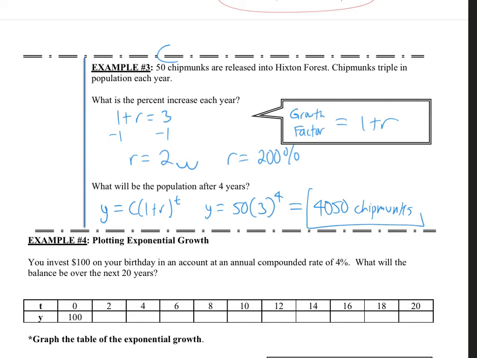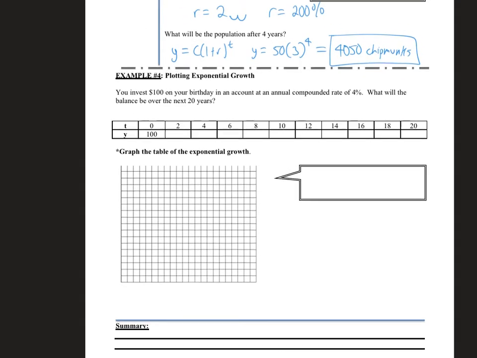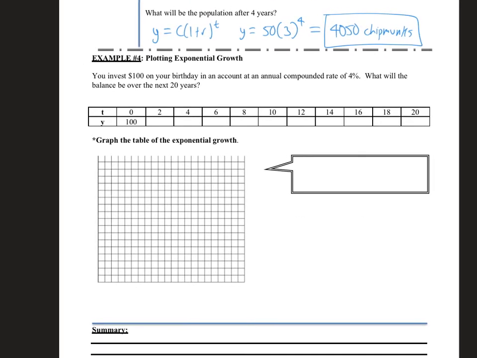Okay? So that's a really big increase. 200% increase every year gets to, after 4 years, you're going to have 4,050 chipmunks. Okay, last example for today. You invest $100 on your birthday in an account at an annual compounded rate of 4%. What will the balance be over the next 20 years?